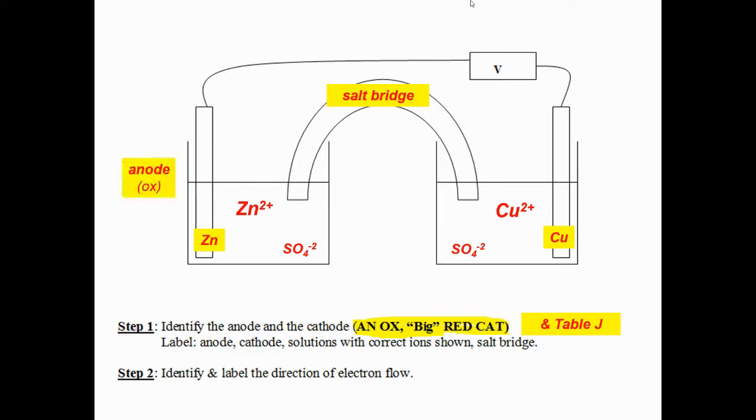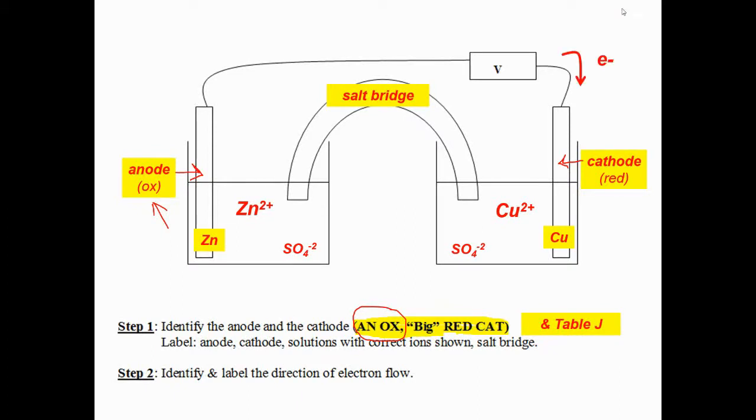All right. Zinc is higher. Zinc is the one that's going to be oxidized. And AN OX tells us that the anode is the one that's being oxidized. So zinc is being oxidized, so we call this the anode. This piece of metal is called the anode. That means over here, this piece of metal must be called the cathode, because this is where reduction is happening.